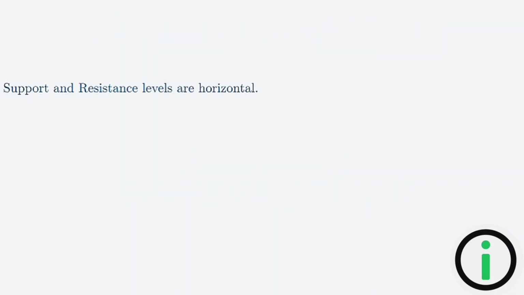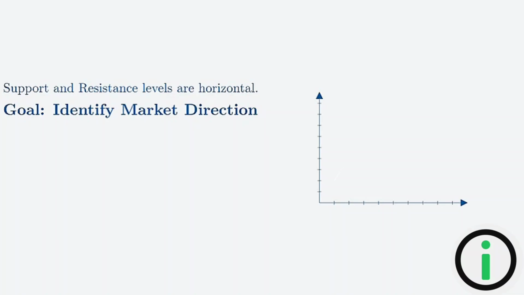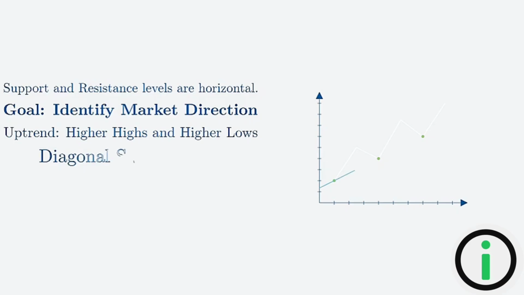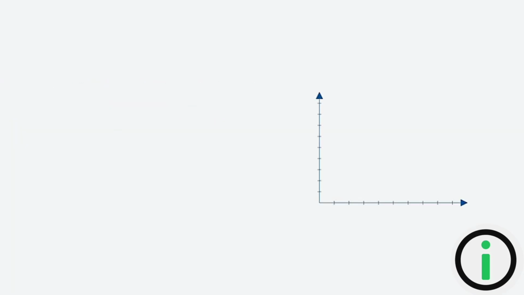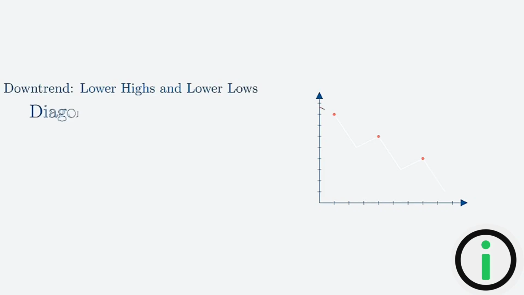While support and resistance are horizontal, the market often moves diagonally. This is where trend lines come in. Our goal here is to identify the market's primary direction. In an uptrend, price creates a series of higher highs and higher lows. To draw an uptrend line, we connect at least two of these higher lows. This line acts as a diagonal support. In a downtrend, we see lower highs and lower lows. We draw a downtrend line by connecting the lower highs. This acts as diagonal resistance.